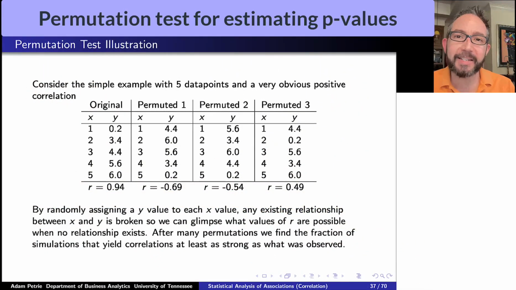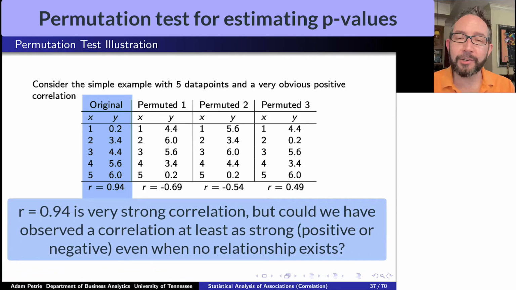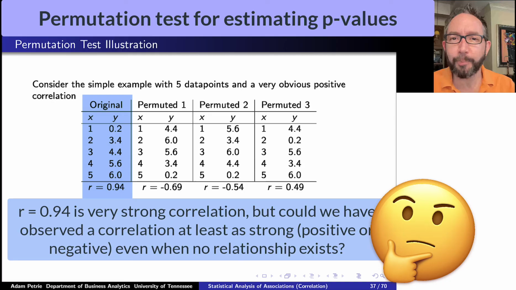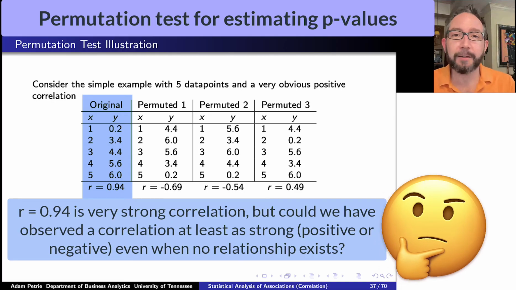So let's imagine that we had a data set with two columns, x and y. X just contains the integers 1 through 5, and y contains some other values here. So in our original data, we might measure Pearson's correlation, and it could come out to be 0.94, a pretty strong correlation. Now, we need to ask ourselves, could this 0.94 have been produced just by random chance alone?